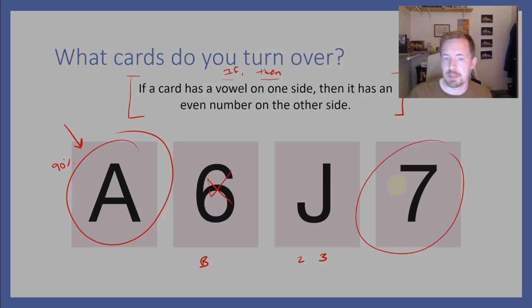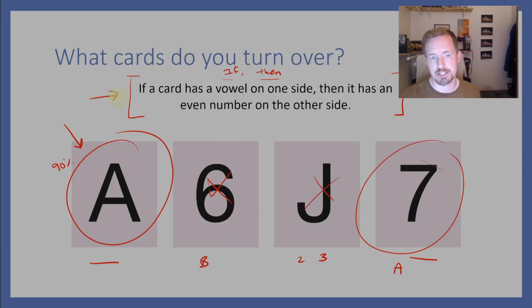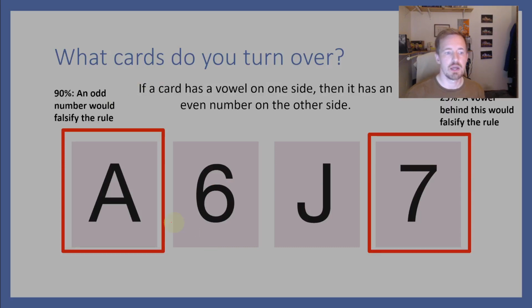And here's why. If we turn over 7 and there's an A, then boom, we can disprove this. This is considered incorrect, right? Because if I turn this over and there's a vowel, then that card has a vowel on one side and an odd number on the other side. And so it's in everyone's best interest to turn over only the A and the 7. These others just don't matter regarding the logic of this statement. So those are the ones.